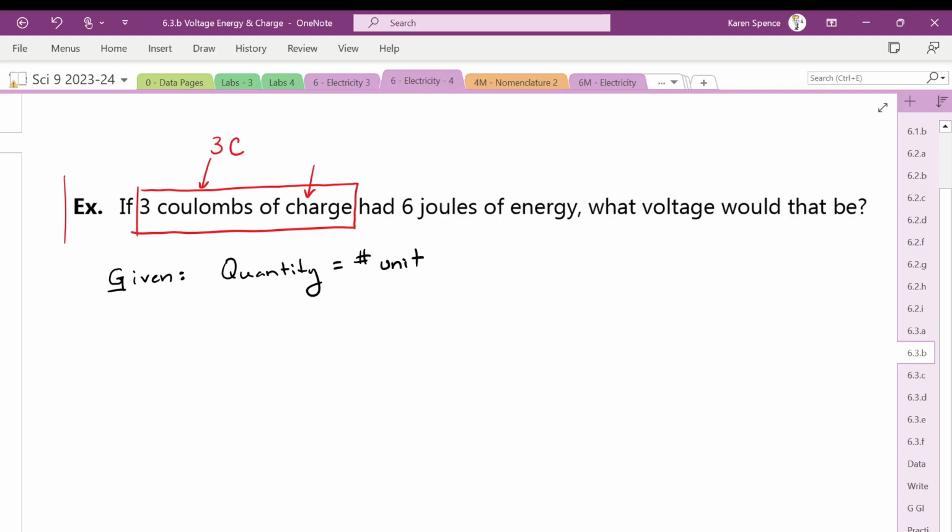What is the symbol for charge? Charge is Q, quantity of charge. So we are going to write Q as our quantity, which means charge, equals, and then the number is 3, and the unit is, what's our unit? Coulombs. So we're going to write Q is equal to 3 coulombs. That's our first given quantity.